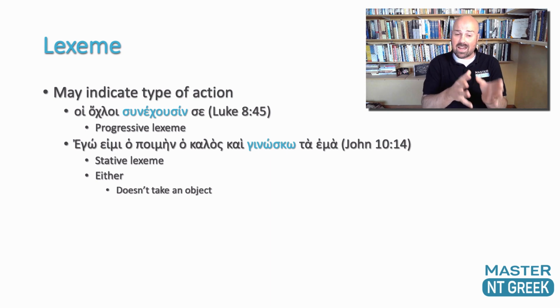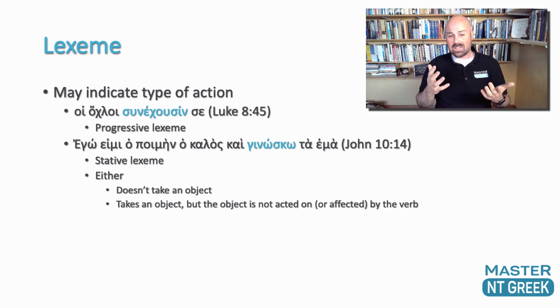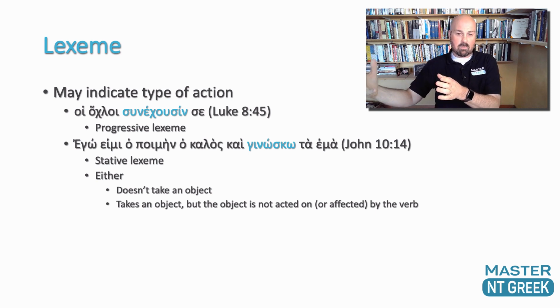But some verbs actually don't take an object. And so, for instance, Jesus says, I am, ego eimi, right? The eimi is a stative verb because it doesn't take an object. But in this case, it does take an object. But in this case, with ginosko, the object is not acted upon or affected by the verb. I know my sheep. The sheep are not affected by the fact that Jesus knows them from a grammatical perspective. If the boy hits the ball, the ball is affected by the hitting, okay? And so you can see the distinction there. So this is a stative lexeme because it doesn't take an object which is affected by the force of the verb itself.